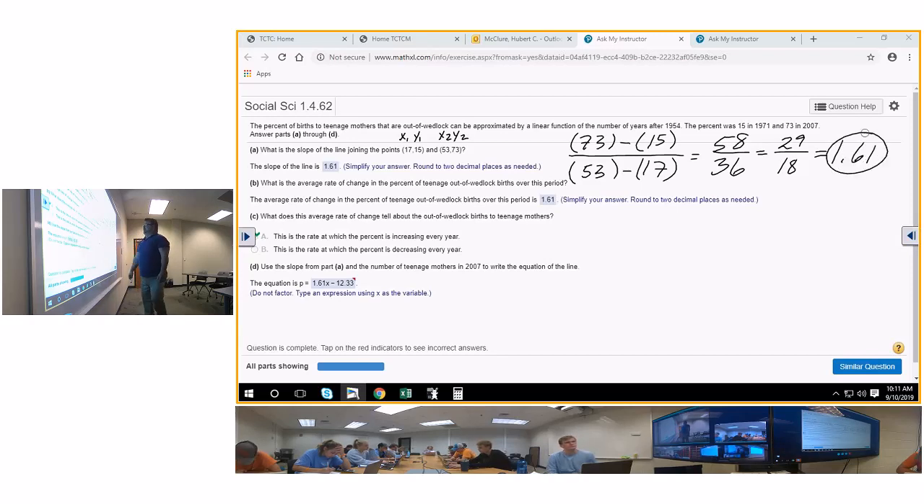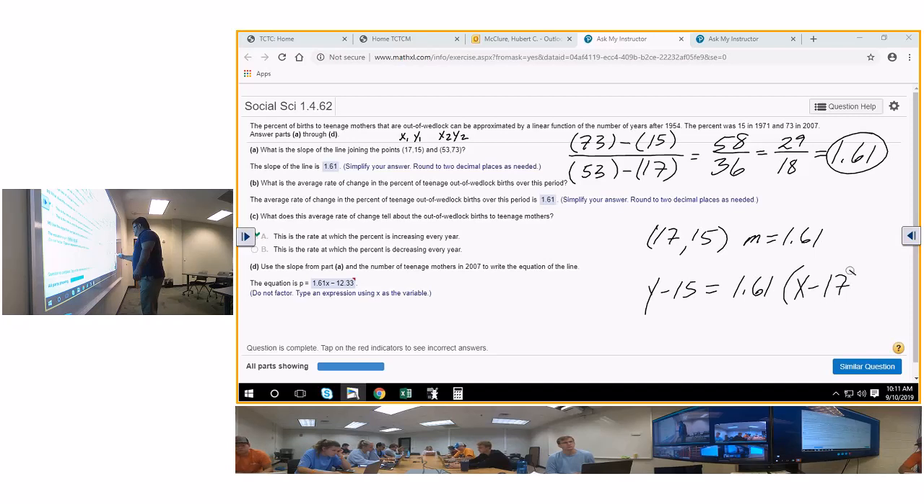I'm going to go ahead and pick a point. I'm going to pick 17 and 15. 17, comma 15. And m is equal to 1.61. y minus 15 is equal to 1.61 times x minus 17. Somebody multiply 1.61 by 17 for me. 27.38. 1.61x minus 27.38.